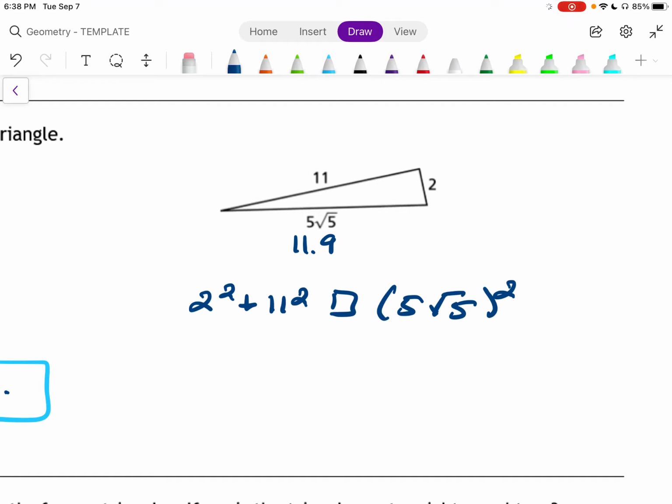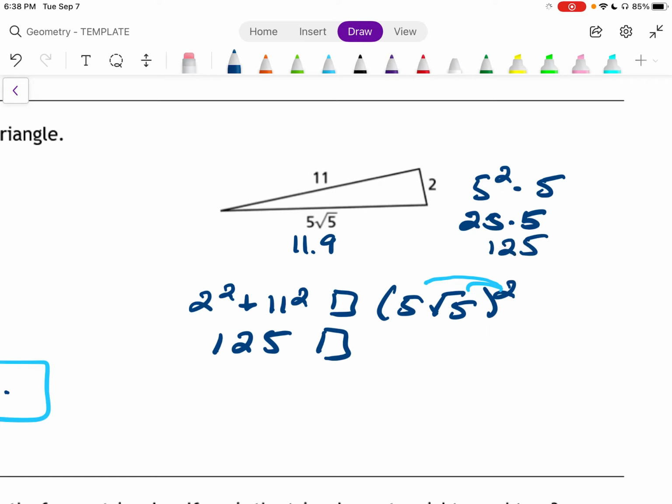Well, the left side, whenever I type that in, I get 125. On the right side, again, we kind of think about this square distributing here. So we're going to have really 5 squared times 5, 25 times 5, which is 125. They are equal, so it is a right triangle.